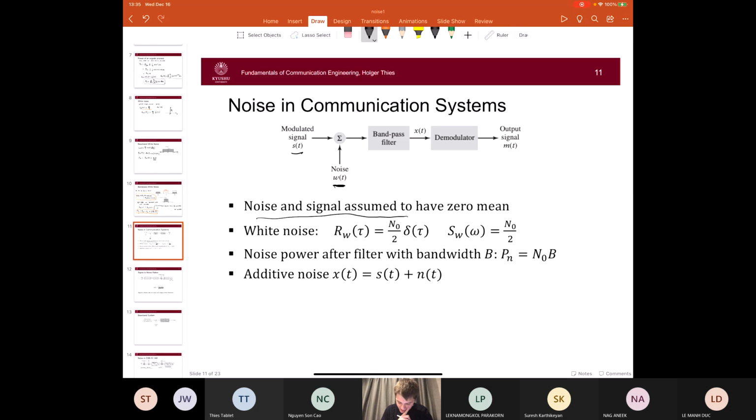We have seen what that means. It means that the autocorrelation function, for some fixed N0, is given as N0 times the Dirac delta function of tau. And by taking the Fourier transform, the power spectral density, so the power for all frequency components, for all omega, is given by N0 over 2. So the power spectral density of omega is N0 over 2.